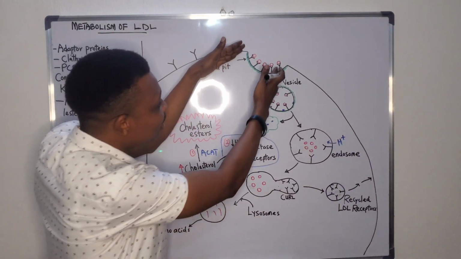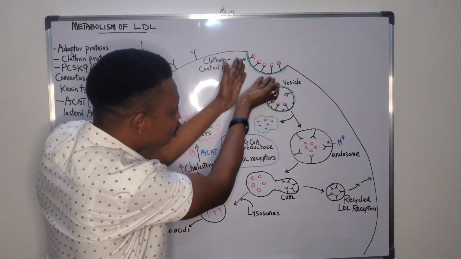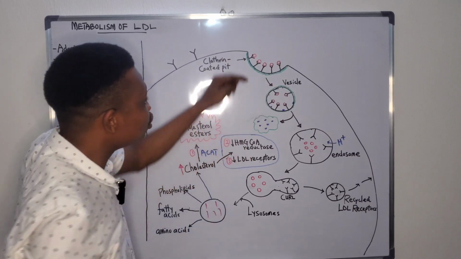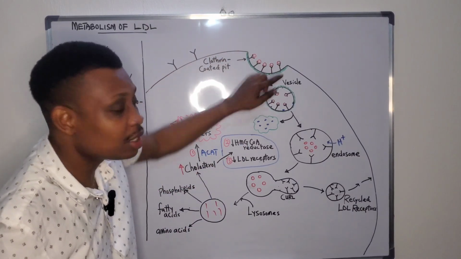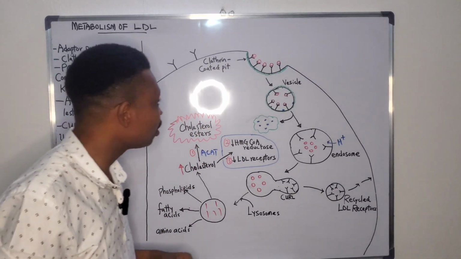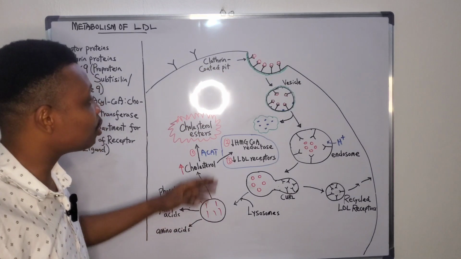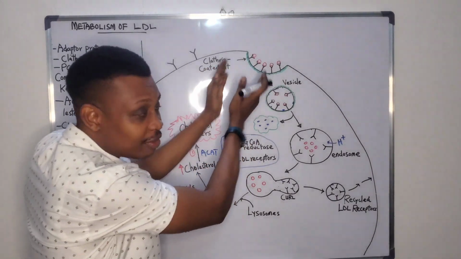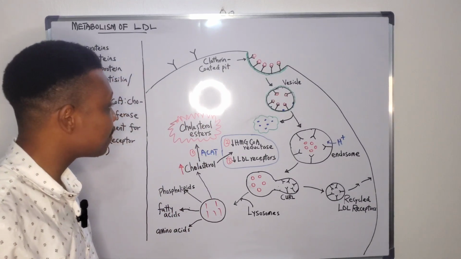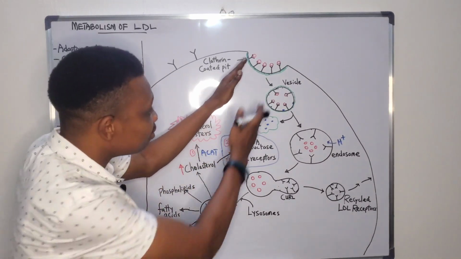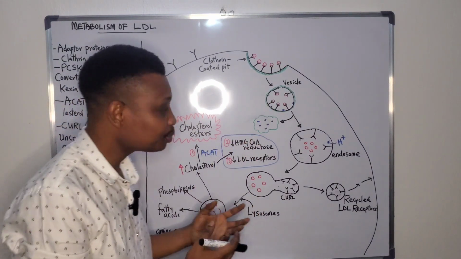Now, this is the area where the receptors have been accumulated, and then clathrin proteins will cause an invagination of this area. So this represents the LDL particle bound to their specific receptors. Now, this can also be called a clathrin-coated pit because this coating or this invagination was induced by clathrin proteins. Now, this invagination will further lead to the formation of a vesicle.